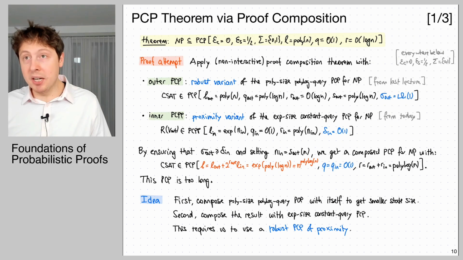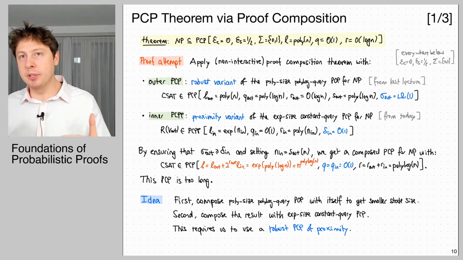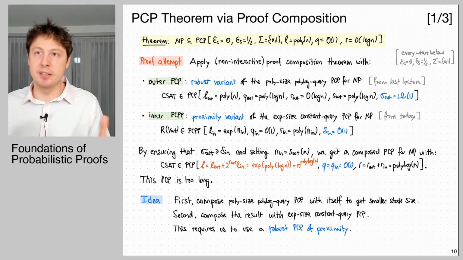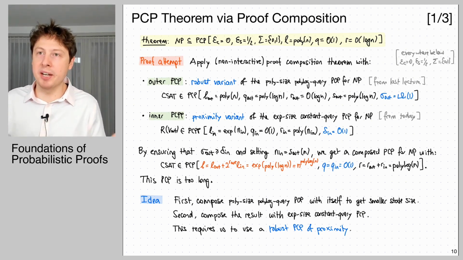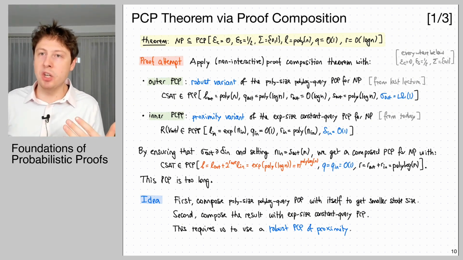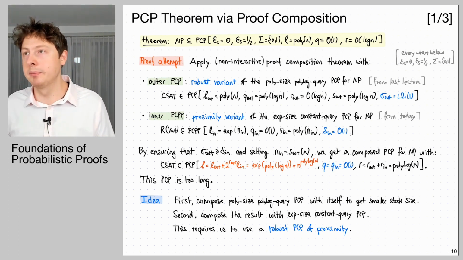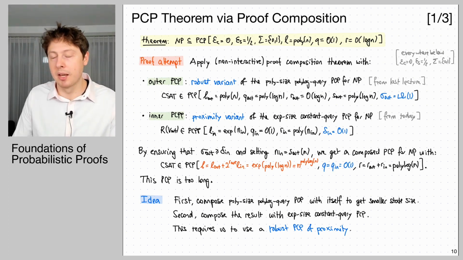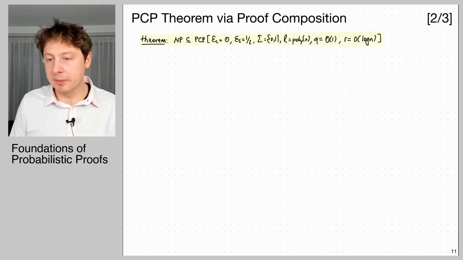And in particular, because we have this middle guy that serves both as inner and outer, or at least the inner kind of becomes, like, we need the composed thing to be robust. That means that the inner of the first composition has to be both proximity and robust. That's why we needed that. Okay? So that's what we're going to do. So now we actually do that.